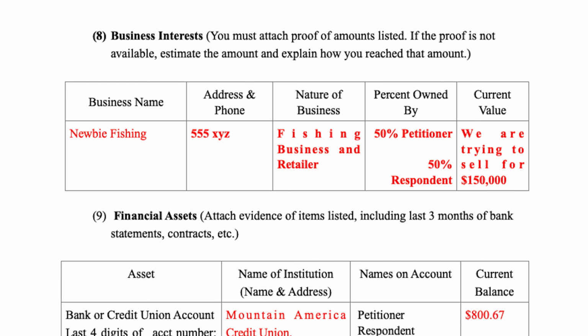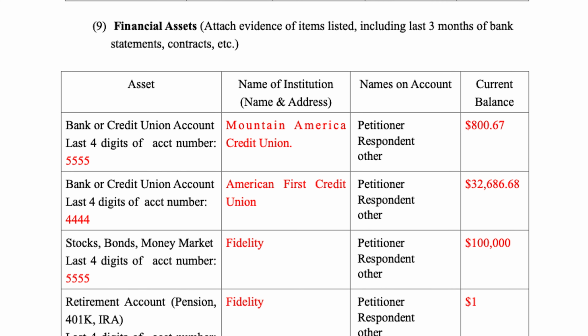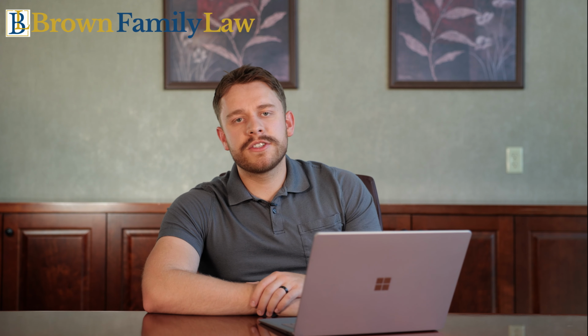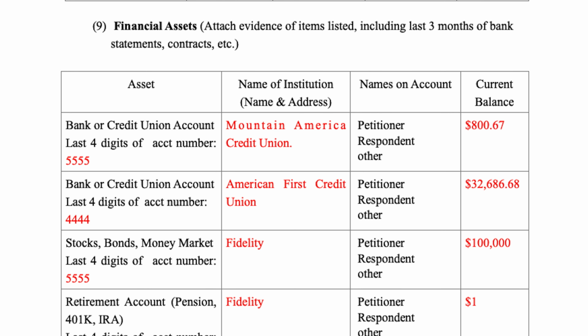Then we move on here to your financial assets. Now here you're going to see you first put in the 4 digits of the account number, the name of the institution, the names of the people who own it, as well as the current balance. I want to remind you that we also need you to provide a year's worth of statements for each of these, and you need to include every account you own.